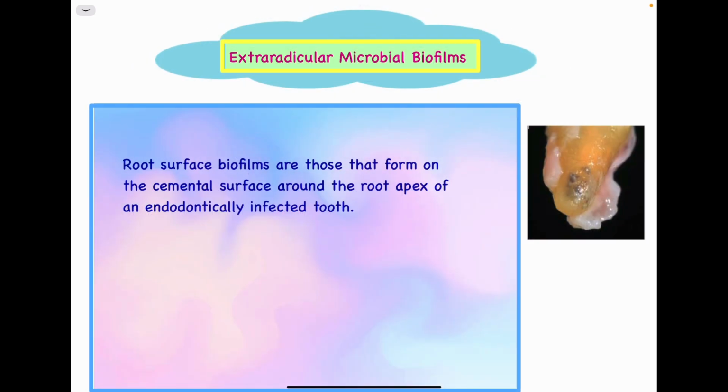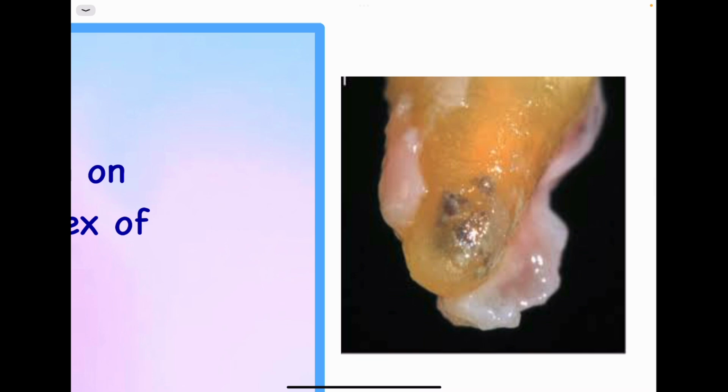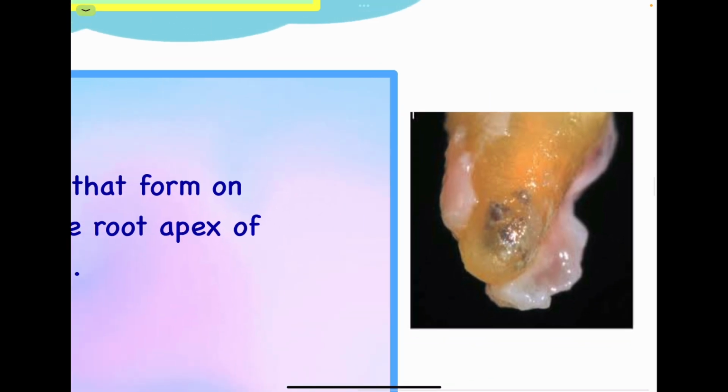So our next type of biofilm is extraradicular microbial biofilm, right? As the name indicates, it will be formed on the extraradicular surface of the tooth, right? So these root surface biofilms are those that are formed on the cemental surface around the apex of the tooth, and this tooth is an endodontically infected tooth. So in this picture we can see there is a formation of biofilm on the cemental surface of the tooth, right?